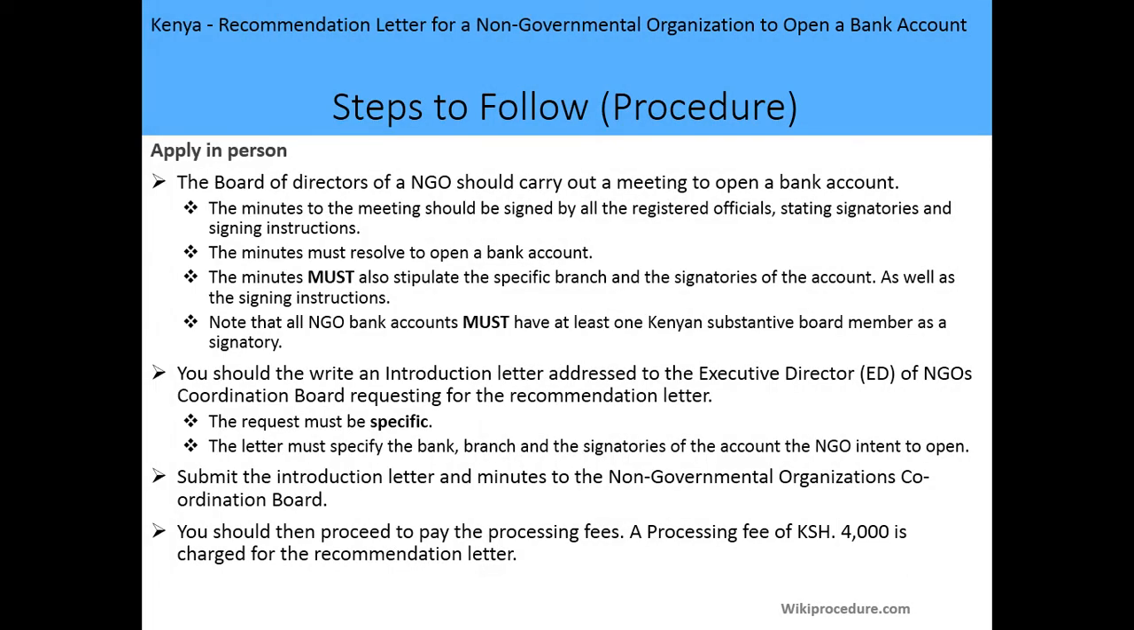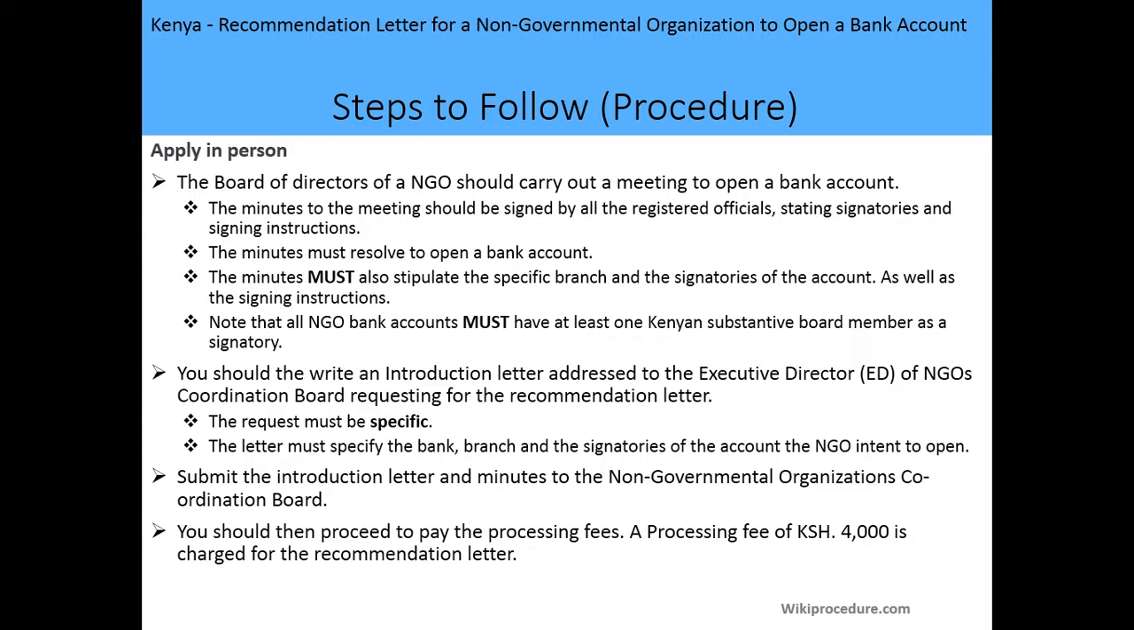Steps to follow in making the application. This application can only be done in person, and the first step is that the board of directors of the NGO should carry out a meeting to open a bank account, and the minutes to the meeting should be taken and signed by all registered officials stating the signatories of the bank account and the signing instructions.